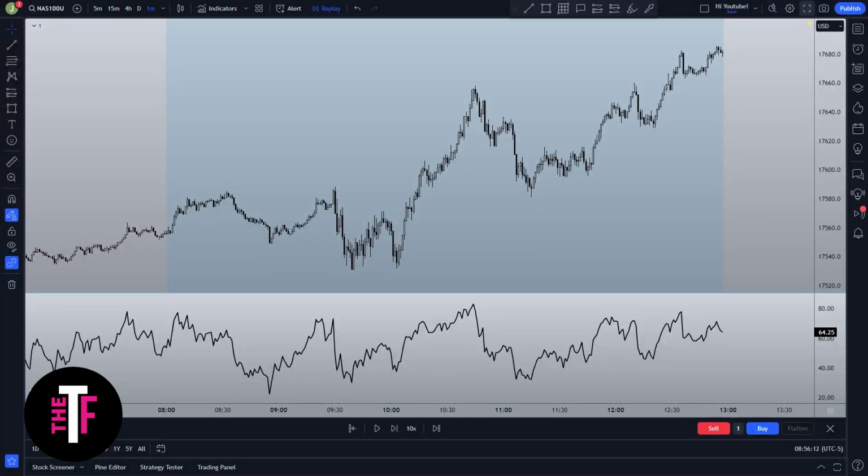Before we dive into divergences, it's crucial to establish a foundation. First, let's identify market structure by marking out our highs and lows. Specifically, we're looking for trends, which are defined by sequences of higher highs with higher lows or lower lows with lower highs. Understanding market structure is essential because divergences work in conjunction with price action.